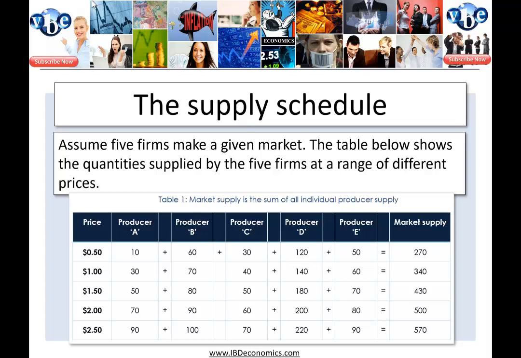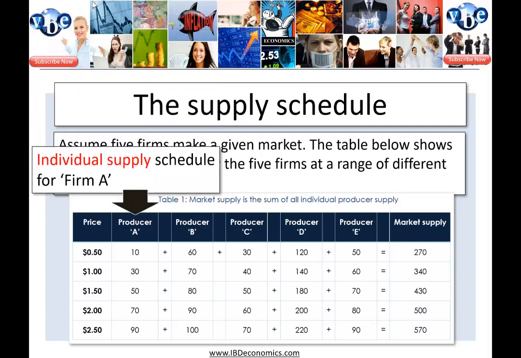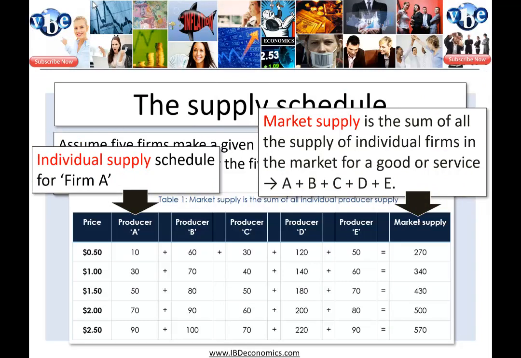Now, if we sum how much each of these individual firms are going to supply the market at each different price, that will give us our market supply. So at $2 here, producer A is going to supply 70, producer B 90, producer C 60, producer D a whopping 200, producer E 80. And if we sum them all up, at $2, the market supply will be 500 units. So you remember, the market supply is the sum of all the supply of individual firms in the market for a good or service.